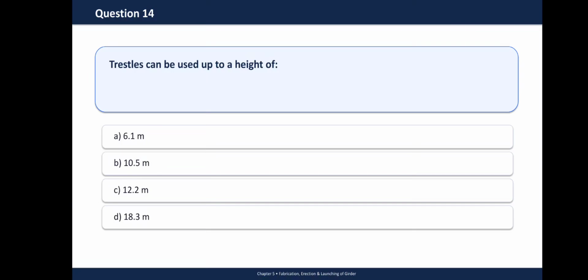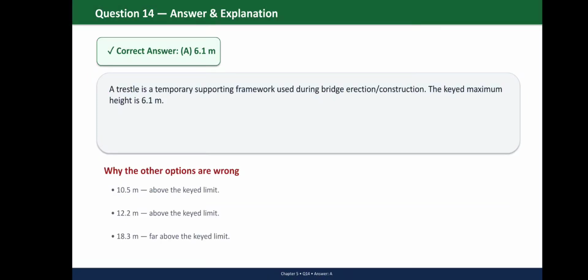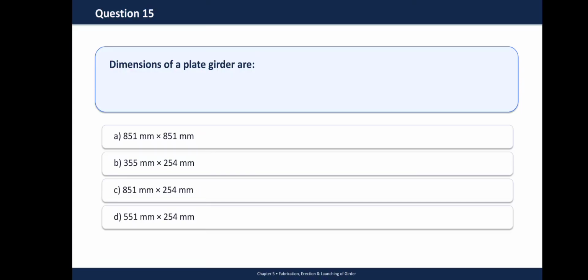Question 14. Trestles can be used up to a height of. Options. A. 6.1 meters. B. 10.5 meters. C. 12.2 meters. D. 18.3 meters. Correct answer is A. 6.1 meters. Explanation. Trestles used as temporary supporting frameworks during bridge erection have a maximum standard height limit of 6.1 meters.